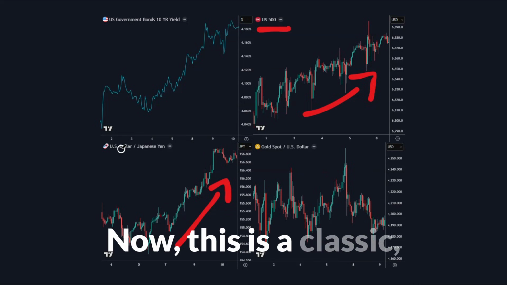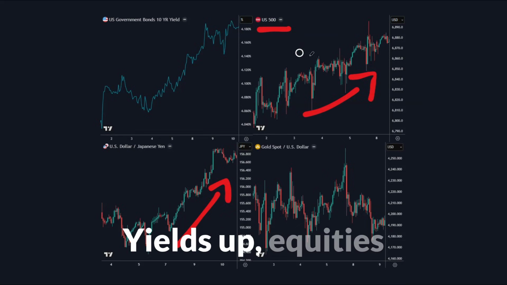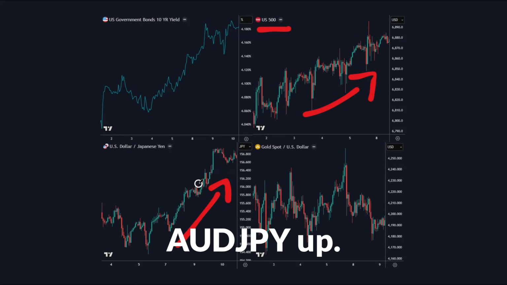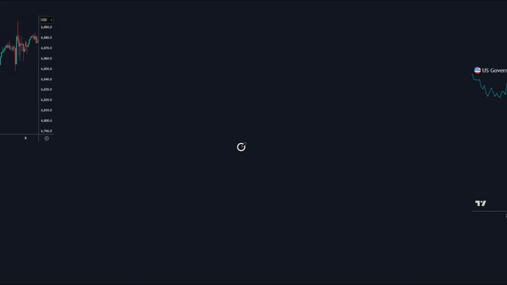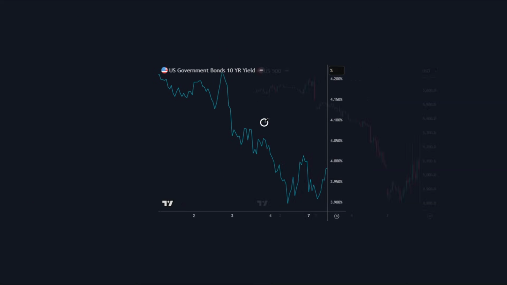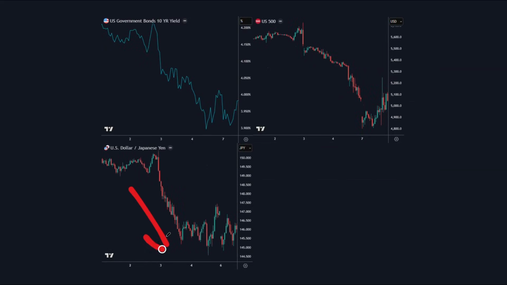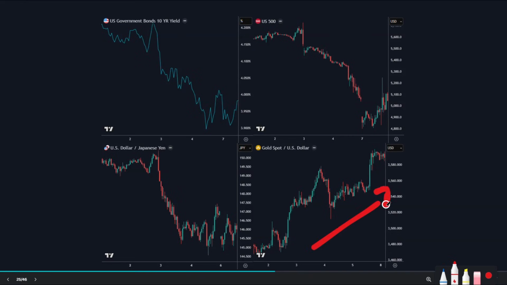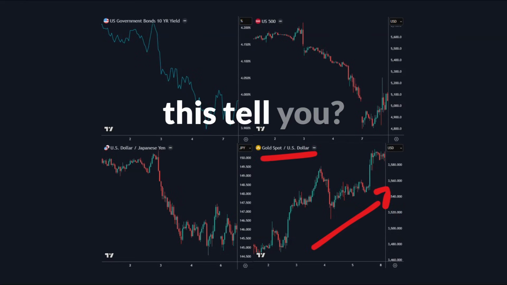Now, this is a classic risk-on type of sentiment. Yields up, equities up, dollar against the Japanese yen up, AUD/JPY up, CAD/Swiss franc up, and gold doing pretty much nothing. Now let's flip this. Yields are falling, equities are falling off, USDJPY is dropping, and gold. This is where it gets interesting. Gold is the only one up. What does this tell you?